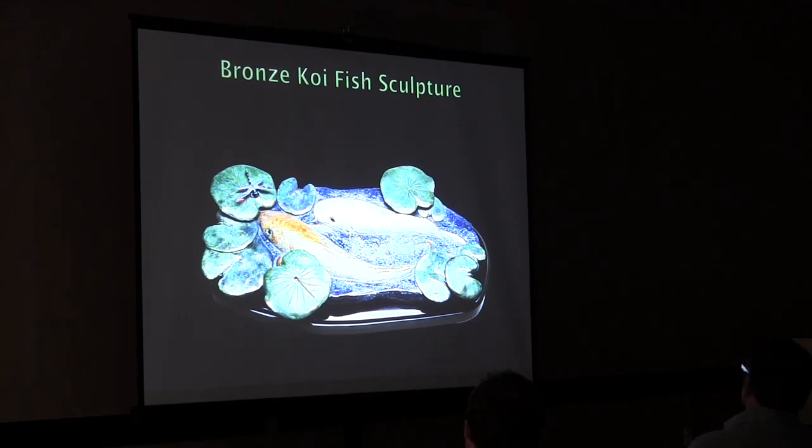And these are patinas on here. There's ferric nitrate first, and then when it dried, I put on Tiffany green over the top of that and sealed the whole thing.